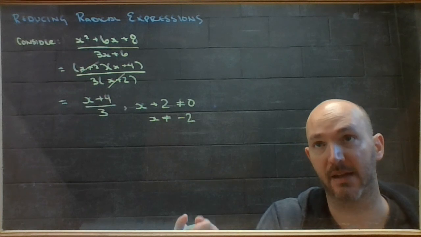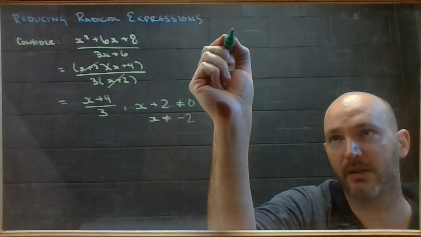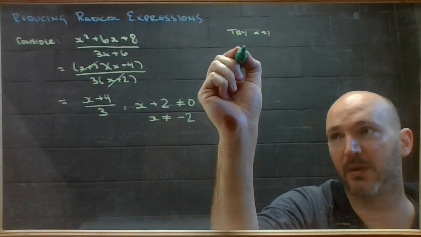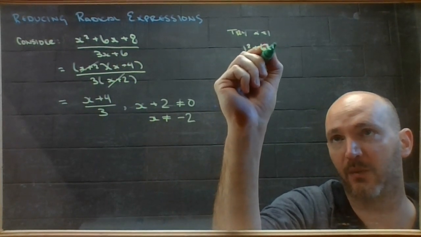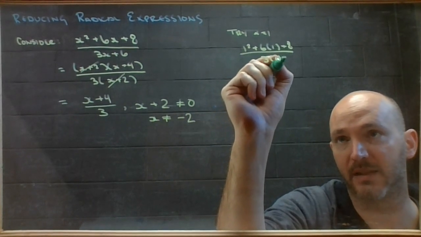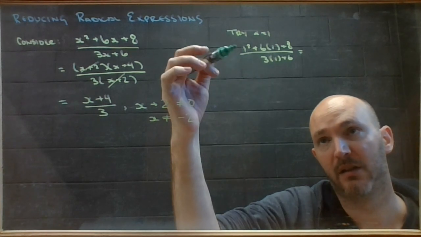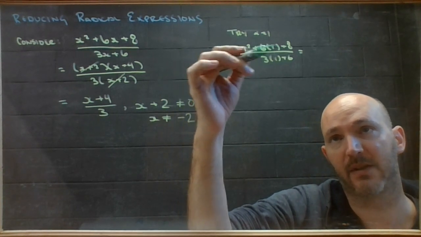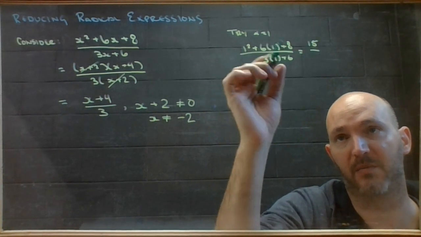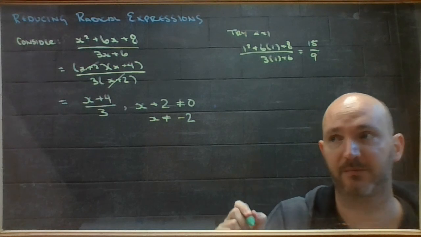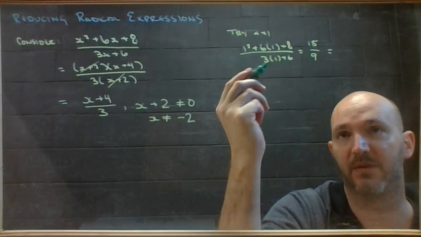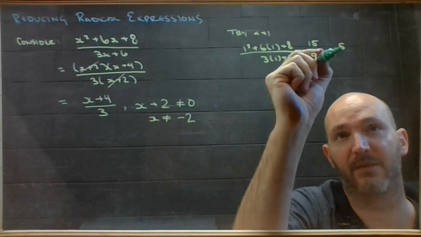All right, so we want to test that. If you try x is 1, the numerator here would be 1 squared plus 6 times 1 plus 8 over 3 times 1 plus 6. That's 1 and 6 is 7, 7 and 8 is 15. 3 times 1 is 3, plus 6 is 9. Both of those divide by 3, so it reduces to 5/3.